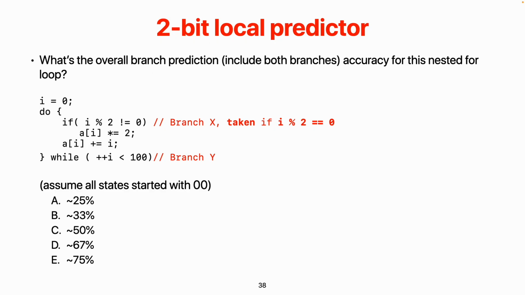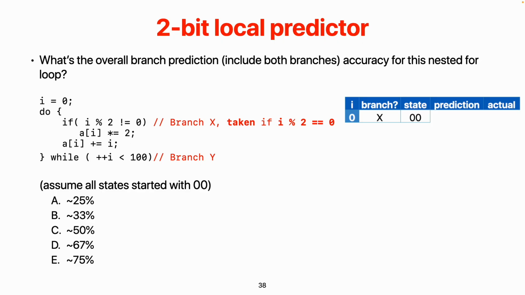Now, I start with i equal to 0, right? So the first branch that we meet is branch X. When i equals 0 and I meet branch X, what's the state that we currently have associated with branch X? Read it out loud. 0, 0. So predict taken or not taken? Not taken. Okay. But when i equals 0, should it be taken or not taken? Taken, based on my comment here, right? So the actual outcome should be taken. So this one is wrong.